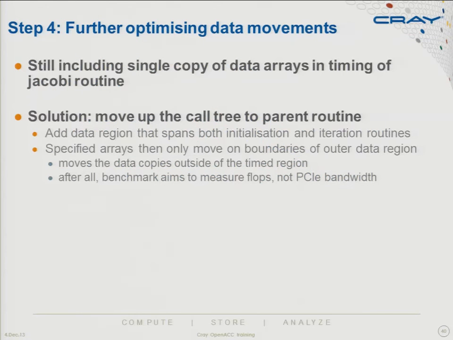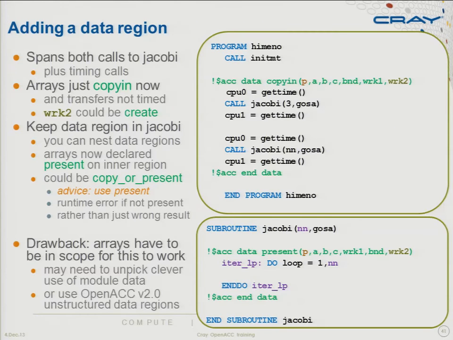But we're still moving data. It's only once per call to the Jacobi routine. How can we improve it even better and spend even more of our time on compute? We go up the call tree. We go into the main program, and we put in a data region that's going to go around the Jacobi calls, and we're going to say all of these arrays are going to be copy in now, and they'll just be modified inside these calls.